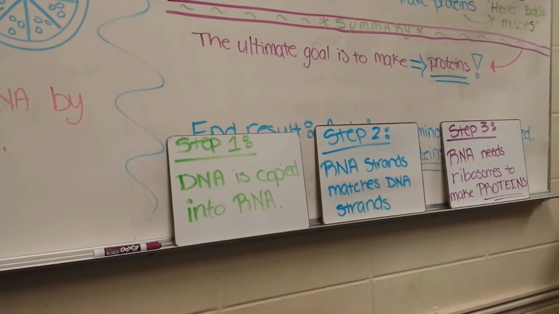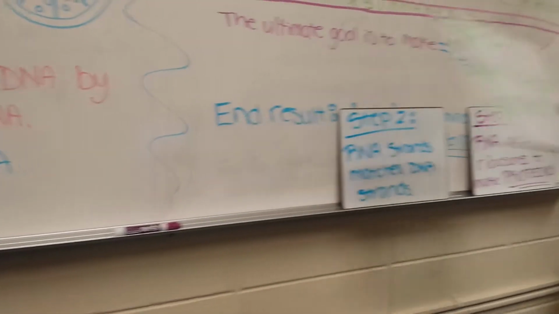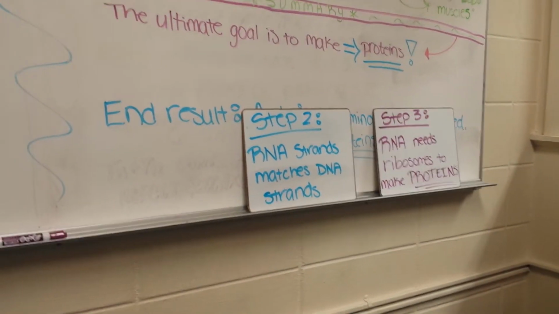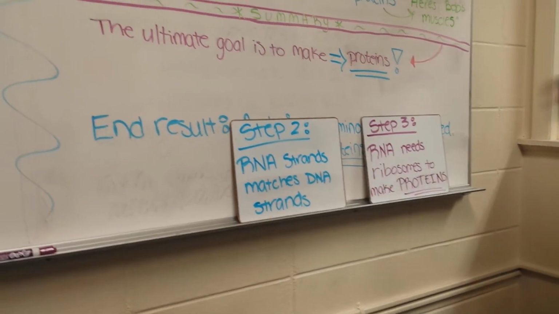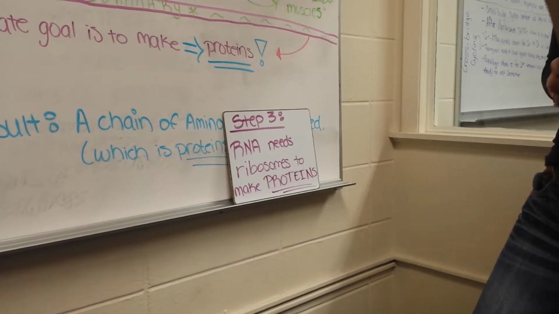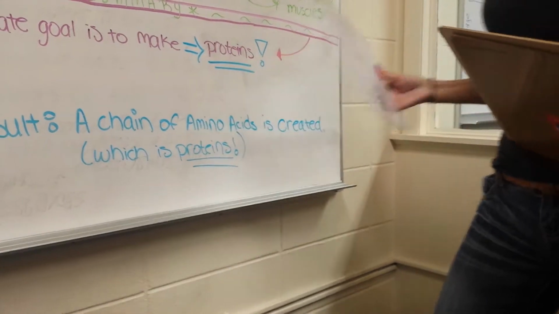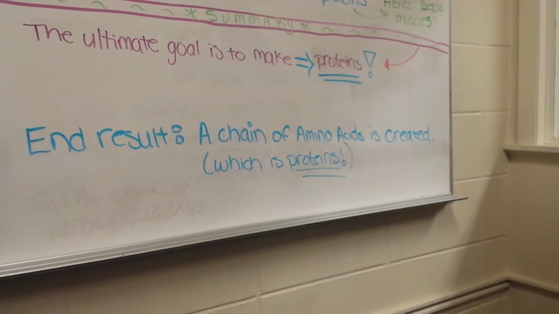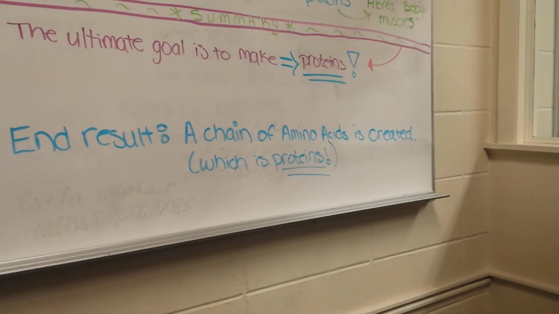Step 1, DNA is copied into RNA. Step 2, RNA strands match those DNA strands. And finally, step 3, RNA needs ribosomes to make proteins. And what do you get as the final product? A chain of amino acids is created, which are considered proteins.